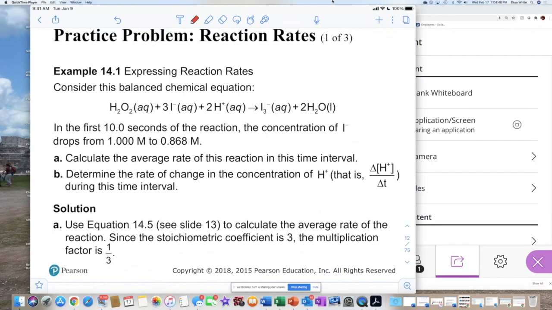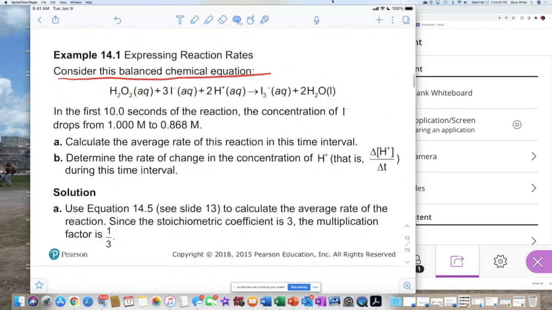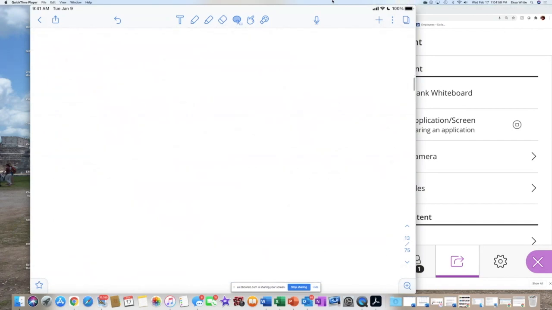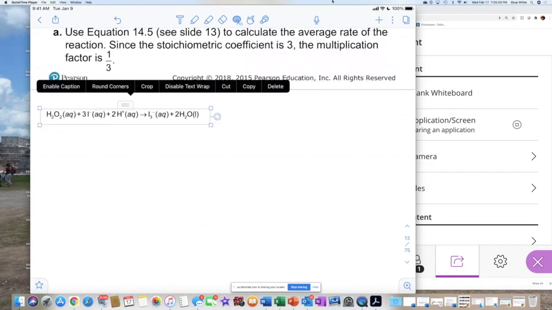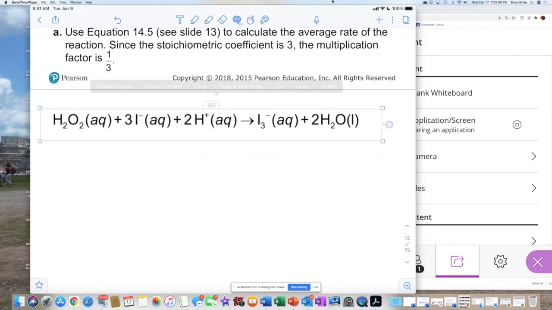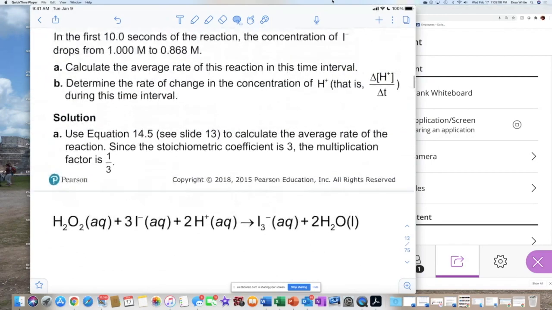Okay. So it says here, consider this balanced chemical equation. So here we have a balanced chemical equation. Let me copy this, my stoichiometry right here. Oh, I got some room already? Okay. I got some room. Ready to go. Okay, here's my balanced equation.